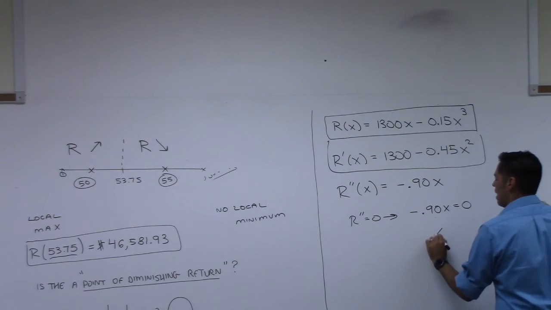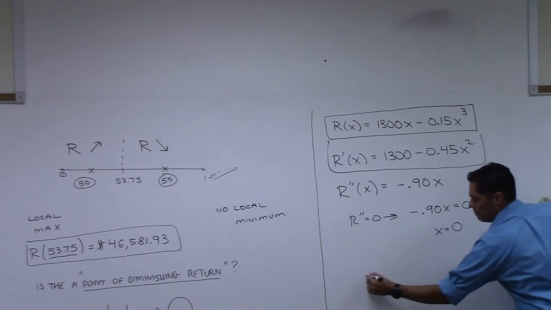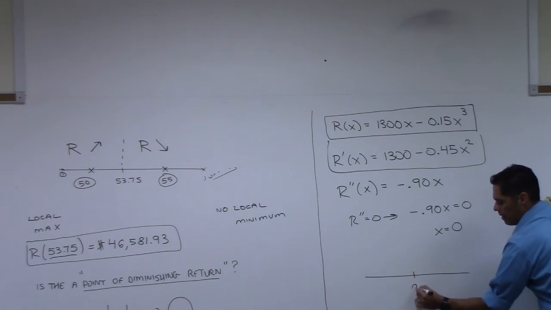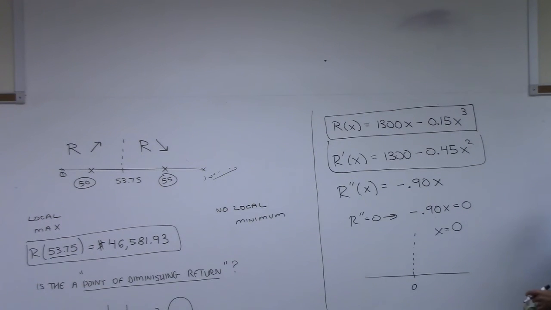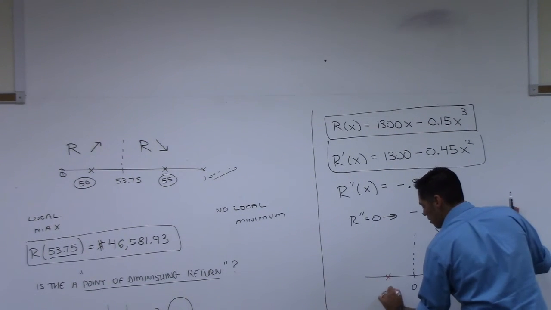Yeah, and the only answer to that is 0, right? And if we put that on a number line, that breaks up our number line into two different regions, right? So we can pick 2 test points. Now I'm going to pick them, even though we should not be doing this, but we'll talk about that in just a second.